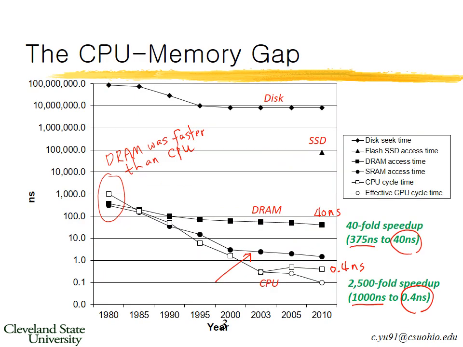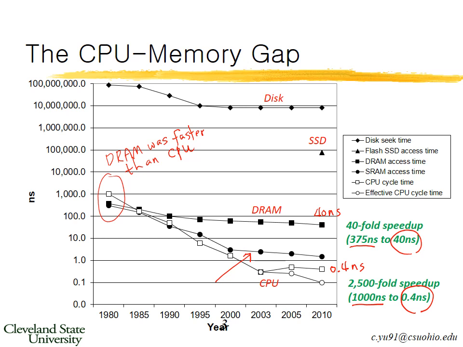So here's the CPU and memory gap. I hope you remember the discussion about the balanced system between the CPU and memory. If you look at the chart on the left-hand side, around 1980, the DRAM was faster than the CPU. If you look at the right-hand side with the green text, at the time the DRAM was about 375 nanoseconds. On the other hand, the CPU was slower than that, about 1000 nanoseconds.